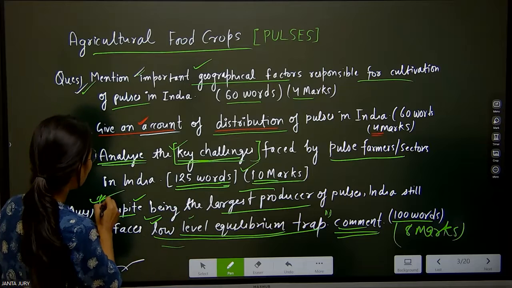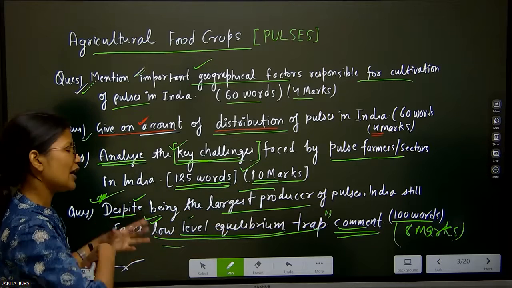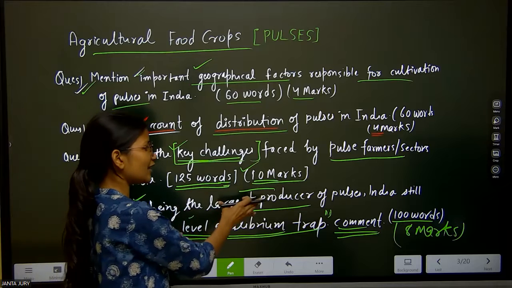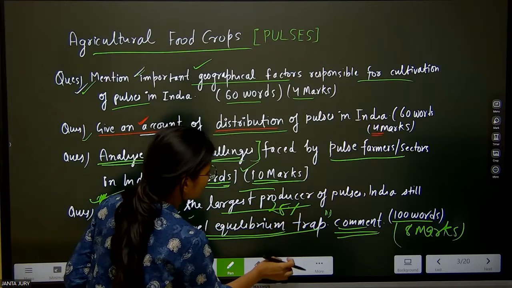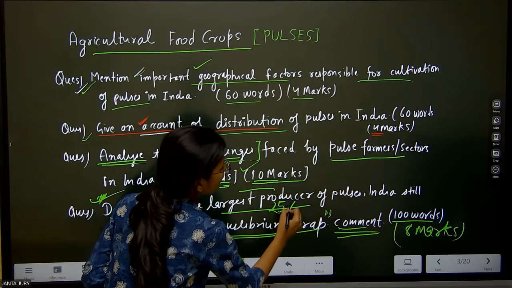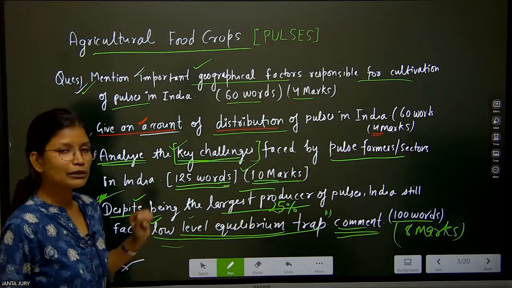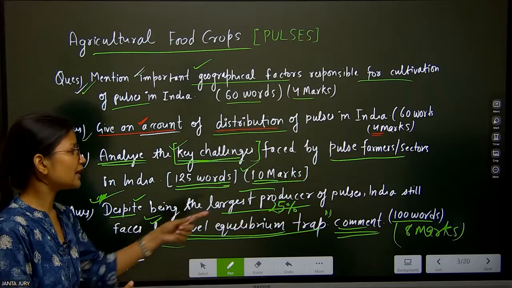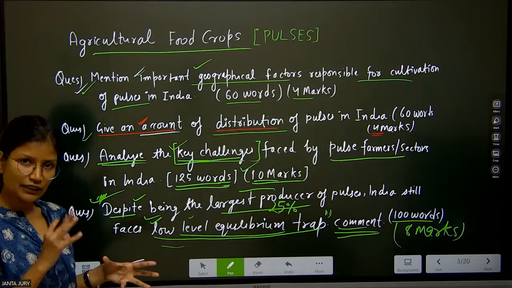So despite India being the largest producer of pulse, we have again and again discussed how India contributes 25% of the world production. It's 25, it looks like 26. So India contributes 25% of the world production. Still, India is not able to achieve self-sufficiency in the pulse sector. Now, this is a problem, a major concern area.